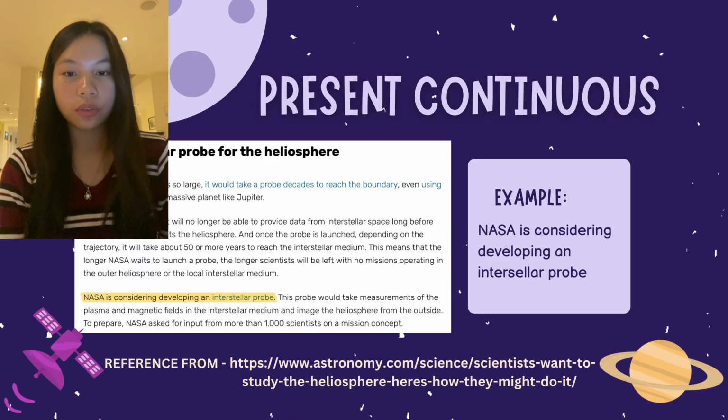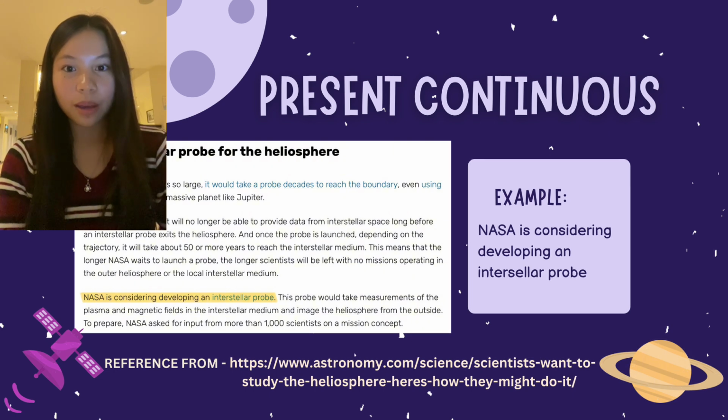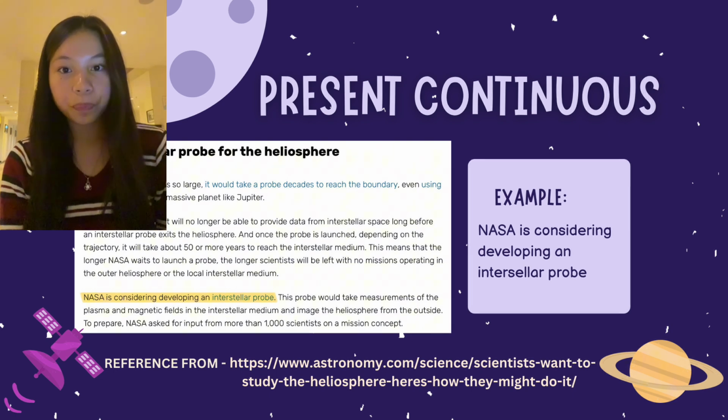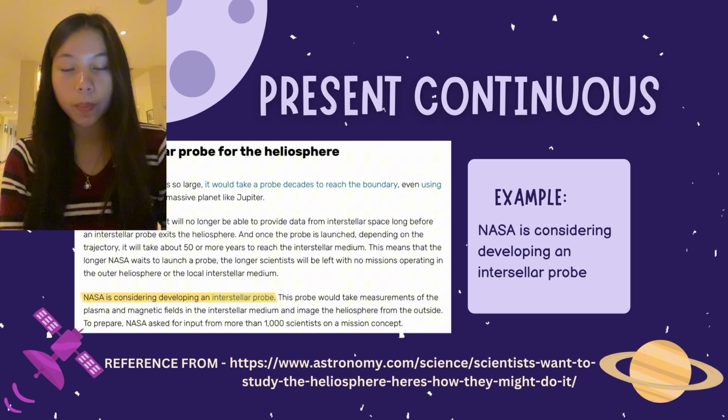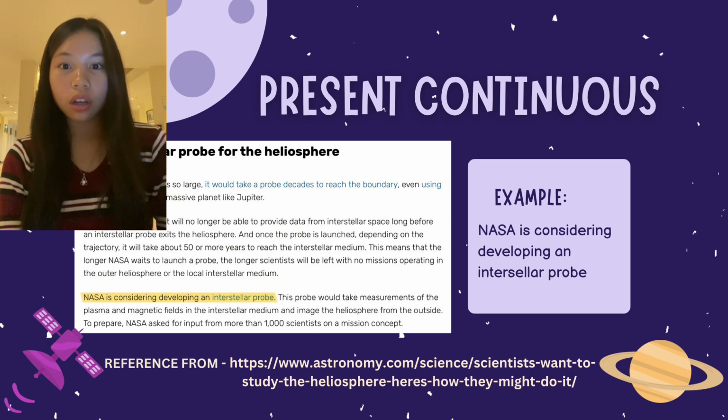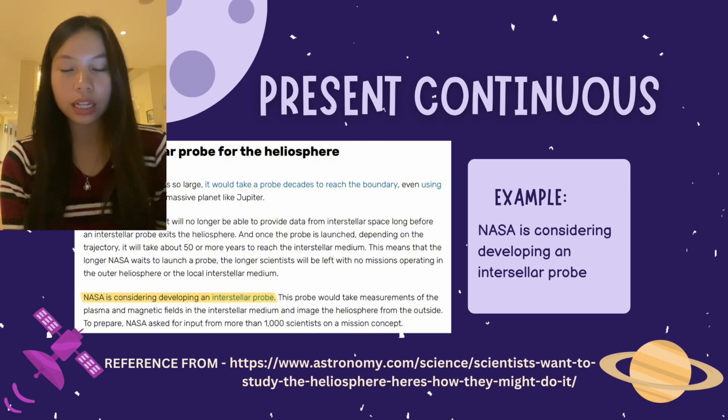Okay, for the next slide, which is present continuous. Present continuous is all about what is happening right now. As you can see on the slide, the example: NASA is considering developing an interstellar probe. The structure is subject plus is or am or are plus verb plus ing. The verb plus ing is also known as gerund. So that's all from me.